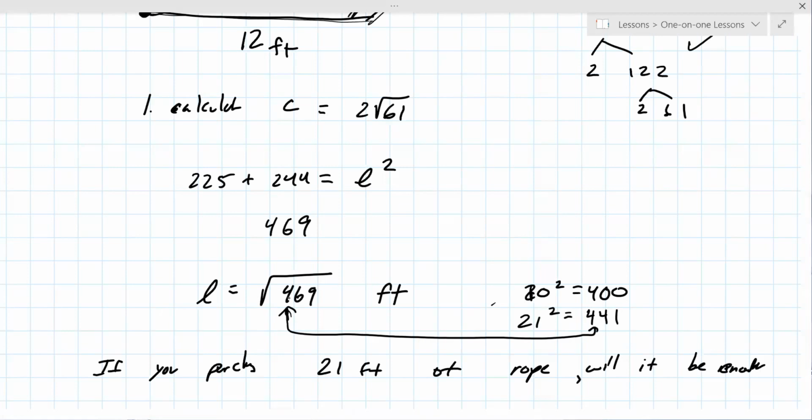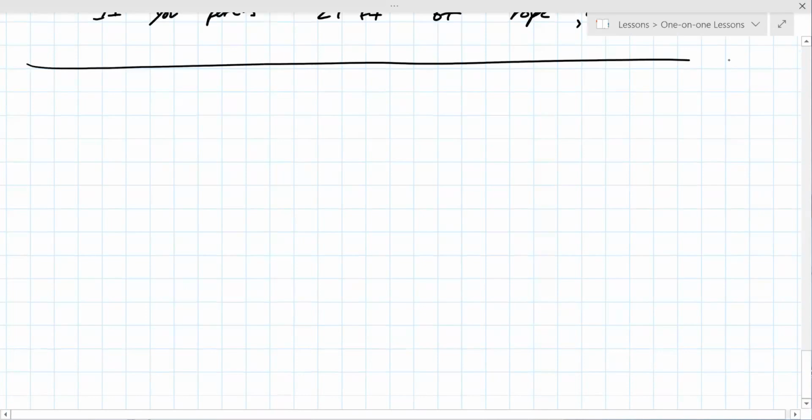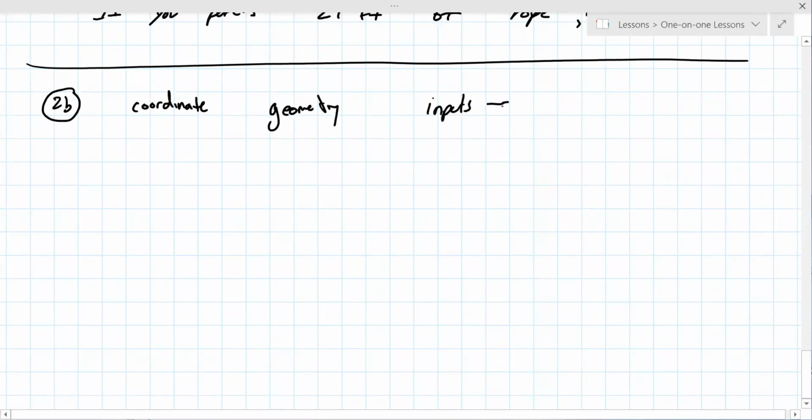Great. Okay, so I'm going to go back to your list of questions. I'm going to call 2C done. This idea of coordinate geometry, which is in 2B, I want to briefly discuss. The inputs to the problem are points. They tell you that a triangle has a point here, here, here, here.